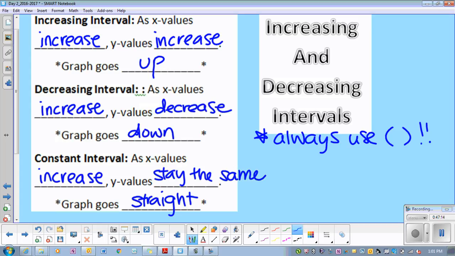We always use parentheses. You never use brackets when you're talking about increasing, decreasing, and constant.